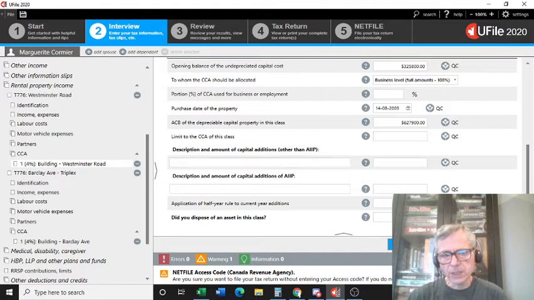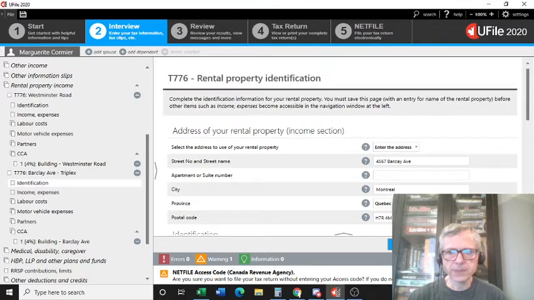This entry cell exists there if at any point in time you want to claim less CCA than the maximum that you'd like to do so. And basically I did the same thing for Barclay, right?